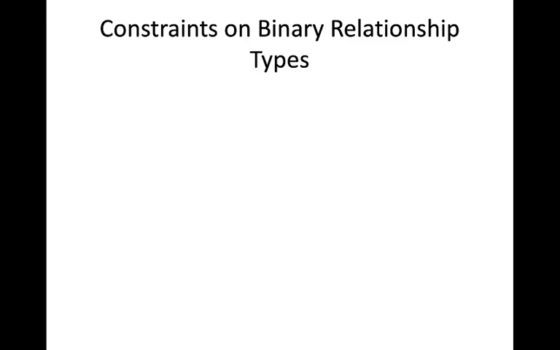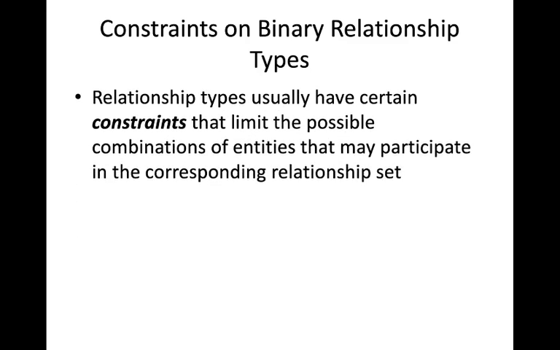We have already seen what is a relationship type, what is a relationship, and what is a relationship set. Now there are some relationship constraints on this binary relationship type. Relationship types usually have certain constraints that limit the possible combination of entities that may participate in the corresponding relationship set. So we cannot combine all the entities and form some relationship. There will be some constraint on it.